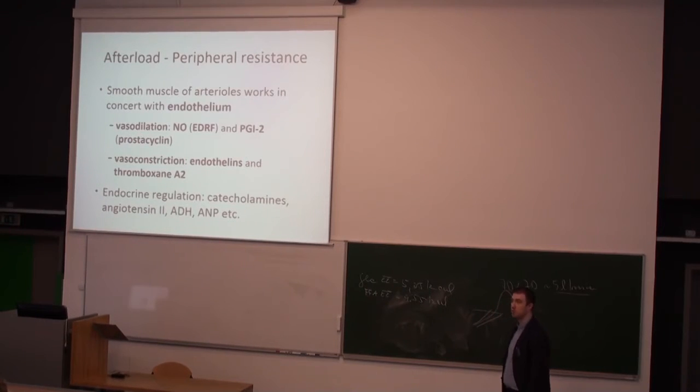Prostacyclin, how do we produce it? What's the maternal compound for it? So it belongs to a group of eicosanoids, and the maternal compound is arachidonic acid. So it's a derivative of lipid.